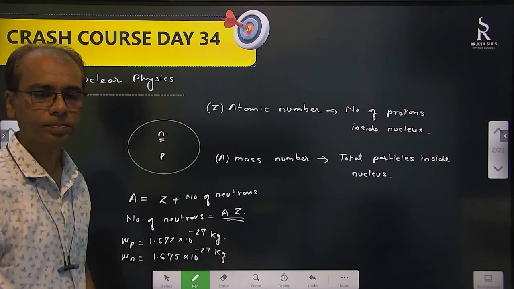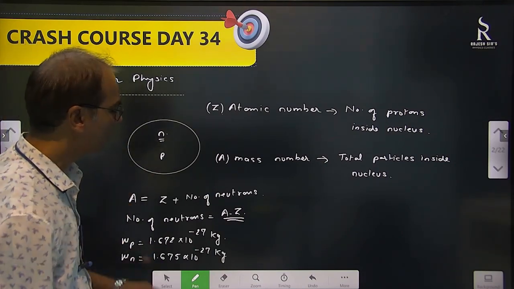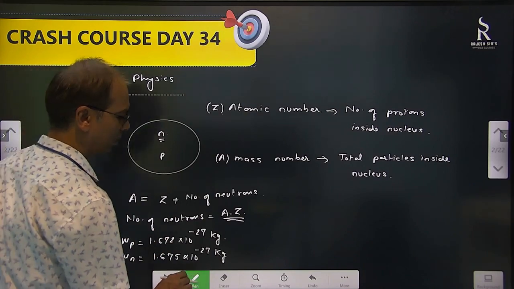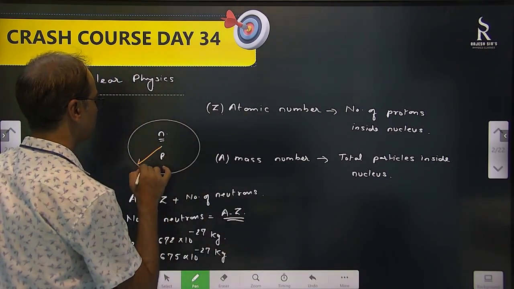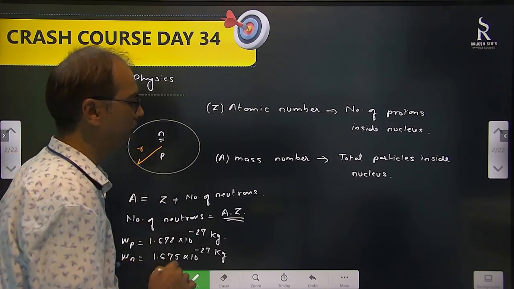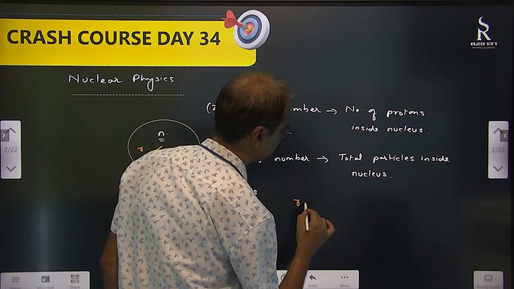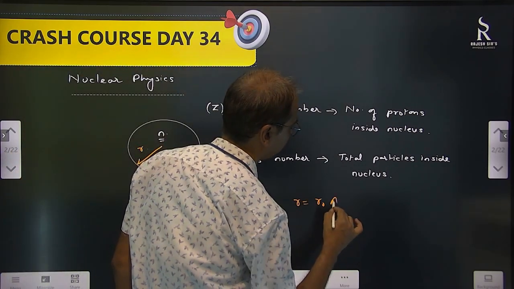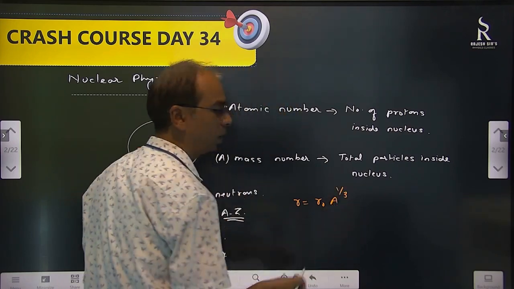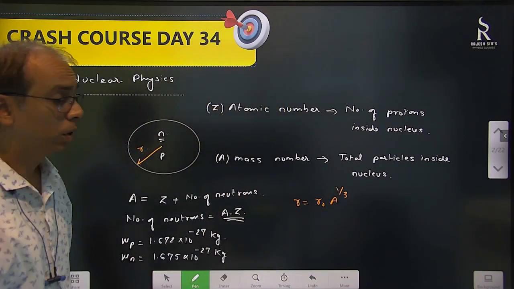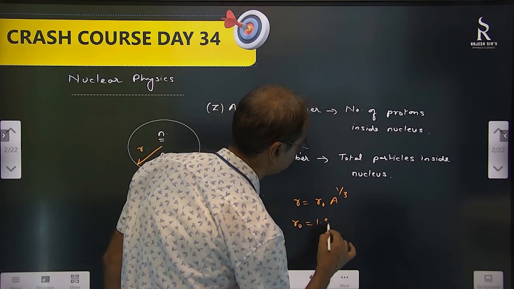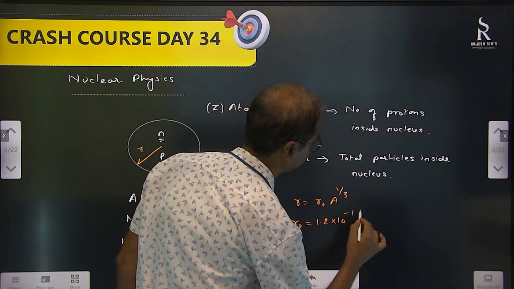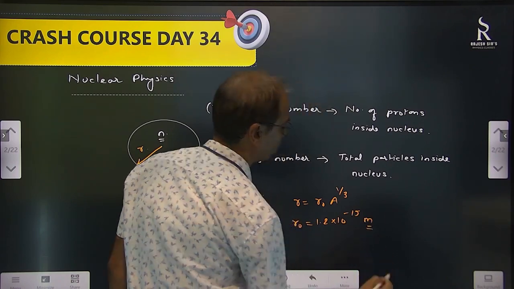Almost the same. What about the radius of this nucleus? The radius of the nucleus is given by the relation R = R0 A^(1/3), where A is the mass number. R0's value is 1.2 × 10^-15 meters, or 1.2 Fermi.